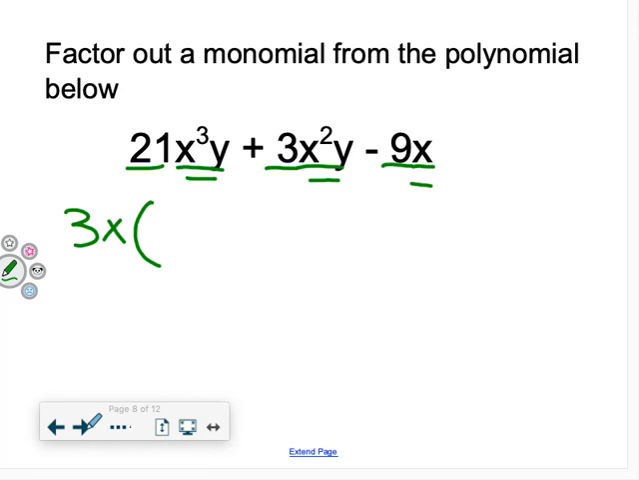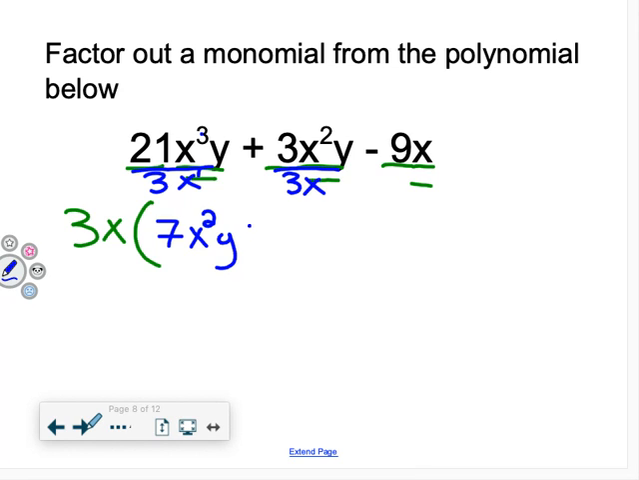So now what I want you to do is try to factor out 3x from each of those terms. Well, if we do that, 21 divided by 3 gives us 7. X to the third over x to the first, 3 minus 1 would give us x squared. And then don't forget about your y. Okay, on to the next one here.